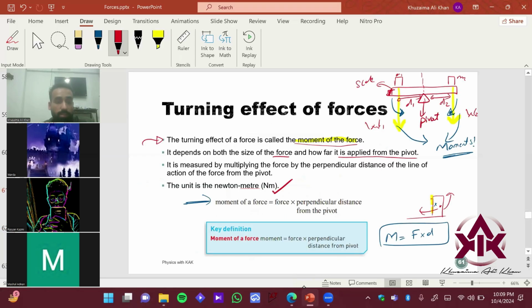So if you have a question in your exam worth 1 mark in theory asking you to define moment, just write the definition: moment of a force is the product of force and perpendicular distance from the pivot. That's it. You get 1 mark.